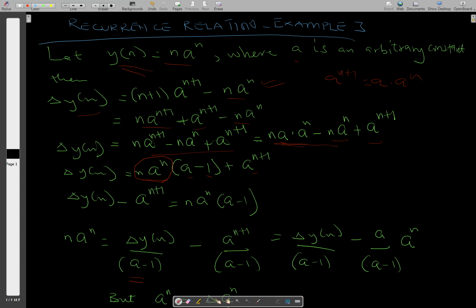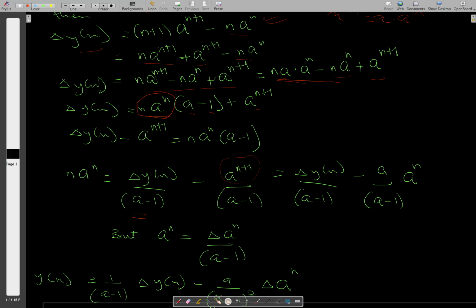We want to find the sum of both sides. And before we can do that, we need to express this term in terms of forward difference. So first of all, we can rewrite a to the power n plus 1 as a times a to the power n. But in our previous lessons, we realized that a to the power n is given by this, because the forward difference of a to the power n is a to the power n plus 1 minus a to the power n.